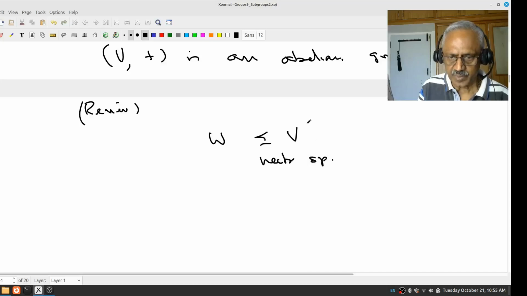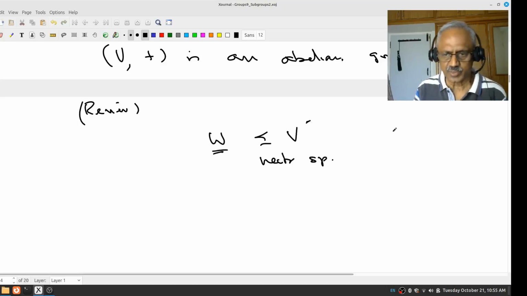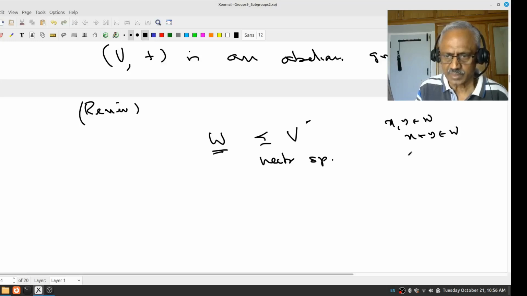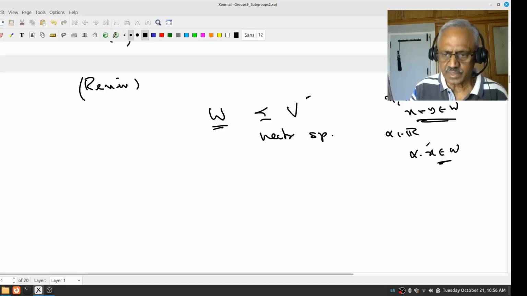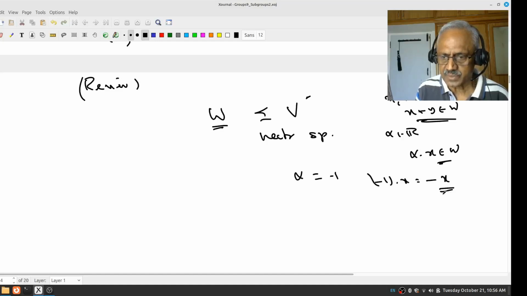Remember V is a vector space. You have the notion of vector subspace. When do I say W is a vector subspace? Whenever x, y are in W, x plus y is in W. And for every real number alpha in R, alpha times x is also in W. Remember when alpha is minus 1, you already know minus 1 times x is the additive inverse.